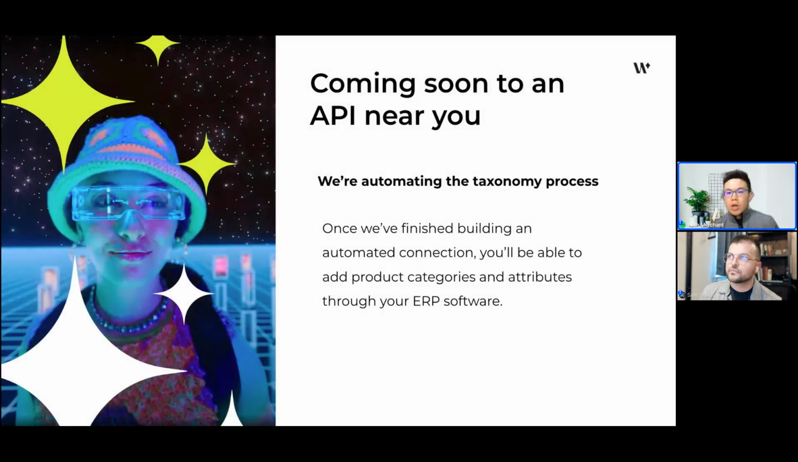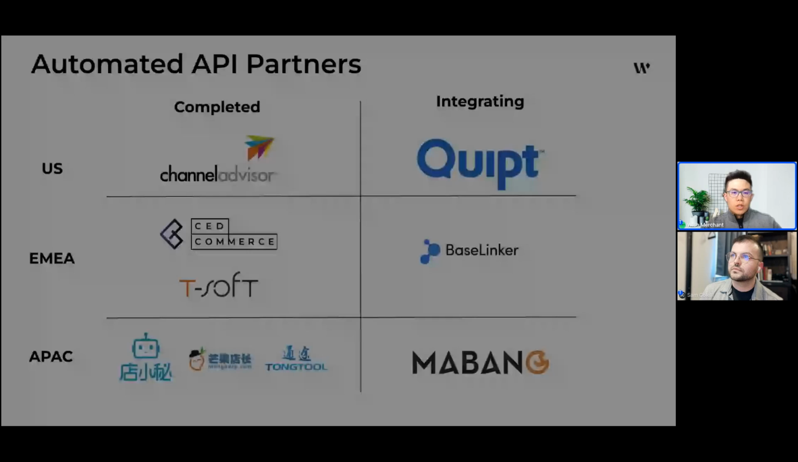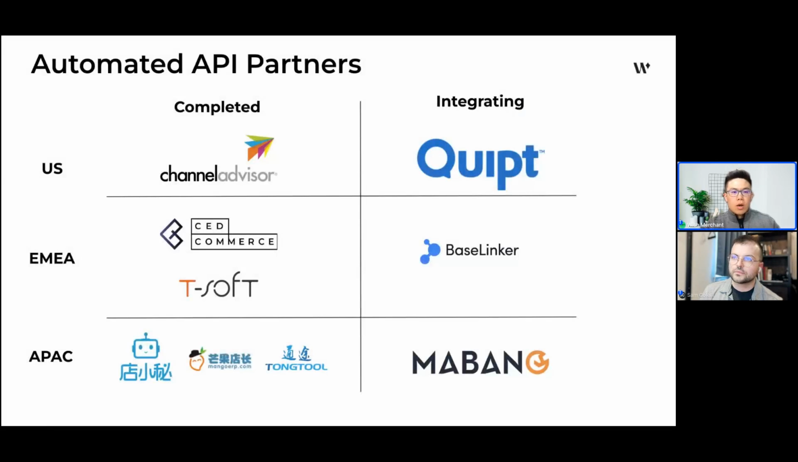So if you do not want to do this manually, we're actually automating the process with some of our software partners. Once we finish building the automated connection, we'll be able to add product categories and attributes through your ERP software. Right now, some of our partners in the US for our North American merchants, Channel Advisor has completed their integration, and Quipt is working on the integration. We will be hosting separate webinars to walk through that process. If you're interested, you will be contacted via a follow-up email after this webinar.